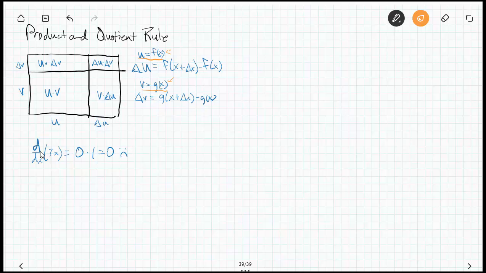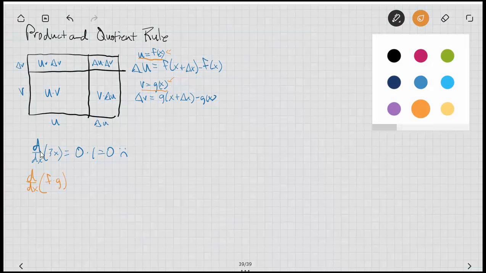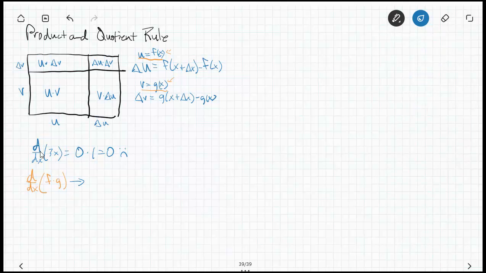Now, what I am looking for when everything is said and done is the derivative of f times g. That's what I'm looking for. Now, before we get too heavily into this, I have got to change that color, sorry. Before we get too heavily into this, let's look at what that really means.